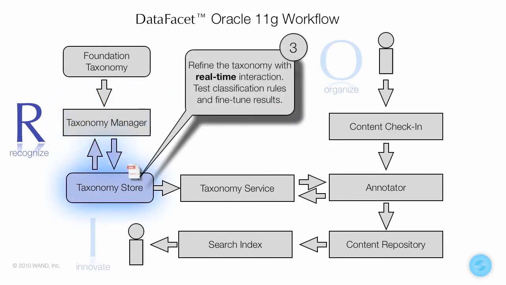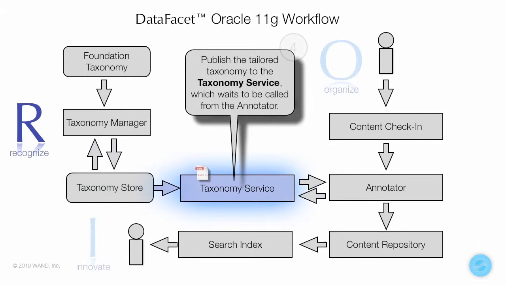Step three, we further refine the taxonomy with real-time interaction against sample documents. We test the classification rules and fine-tune the taxonomy results even further. Step four, we publish the tailored taxonomy to the taxonomy service. This is the auto-classification service, and the taxonomy service waits to be called from the annotator.